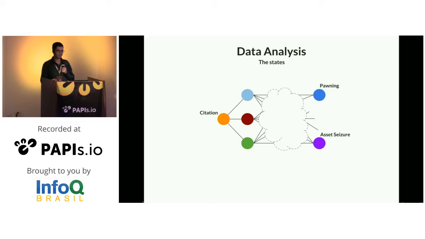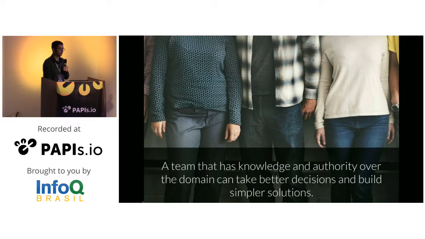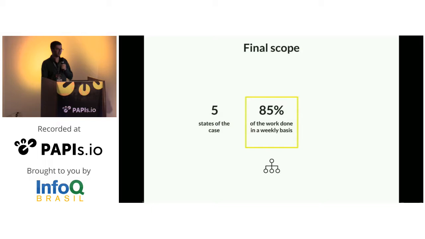So it's really important to have a team that has knowledge and authority over the domain, so we can make better decisions to build simpler solutions with a great impact. So finally, we chose 5 of these 29 steps, and they only added up to 85% of the work done. As I said, much of this process is gathered up in 1 step or 2 or 3 or 5 or 10, and they are only waiting for someone to go there and push them to move the case forward.